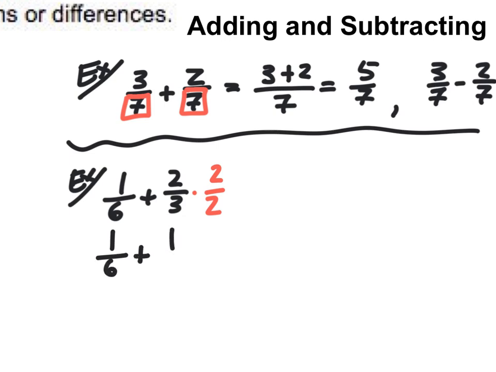So this is going to give me 1/6 plus 4/6, okay? And now that I have a common denominator, I can rewrite that as 1 plus 4 all over 6, and that's going to give me 5/6.